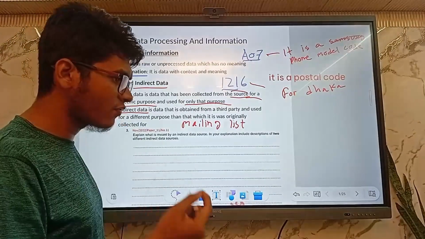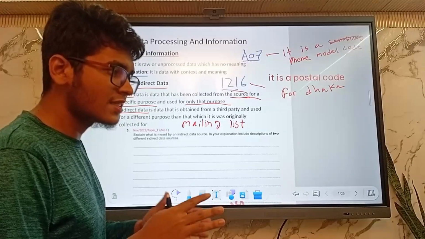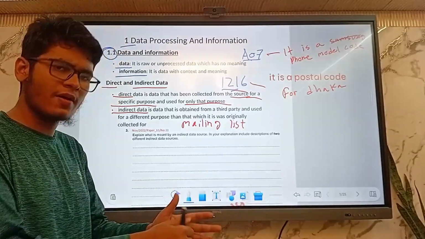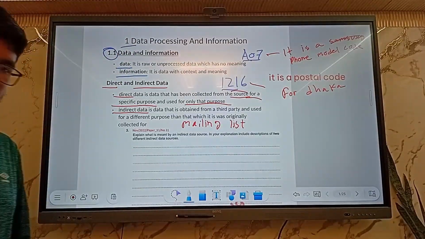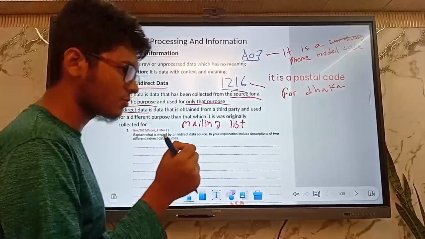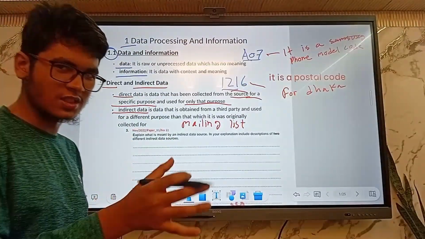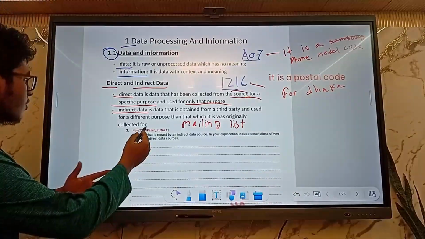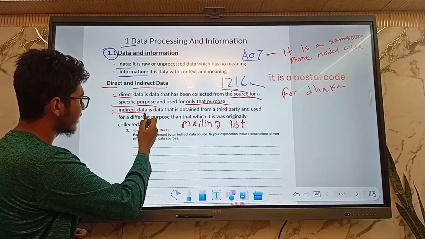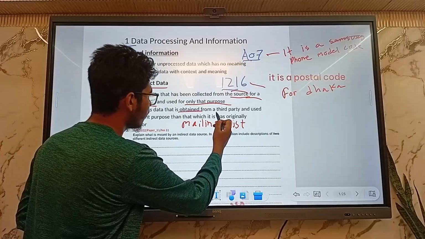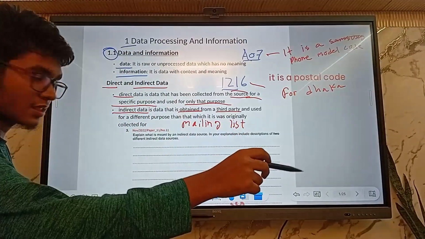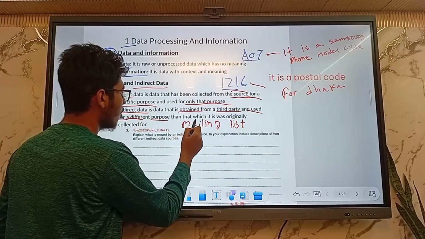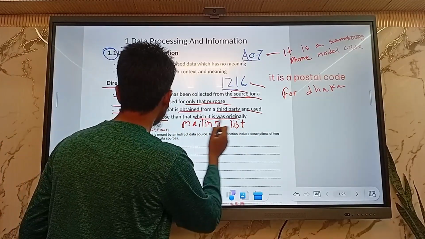Now, you have to know why the supermarket is collecting data in the first place. So they can keep track of their customers, or to see what the customers are really buying or what they're interested in. They have a specific purpose. But my purpose is different. I want to sell them one specific type of supplement or gym equipment. My purpose is different from the supermarket's purpose. So you can read here, indirect data is data that is obtained from a third party, so the supermarket is the third party, and used for a different purpose than that which it was originally collected for.